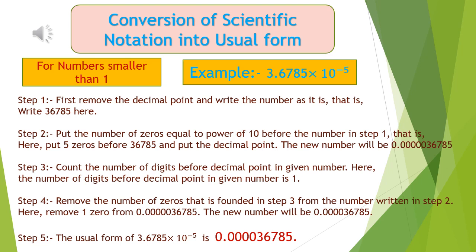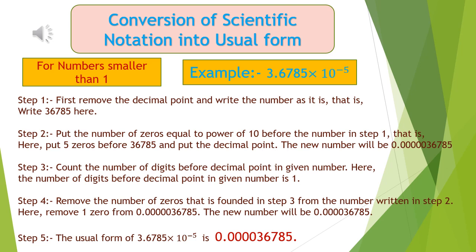Now put the number of zeros equal to the power of 10 before the number. Before the number. Why? Because your power of 10 is negative. So how many zeros are there? What is the power of 10? Negative 5. It means you will put 5 zeros before 36785. So your new number will be 0.000005 zeros and then 36785.